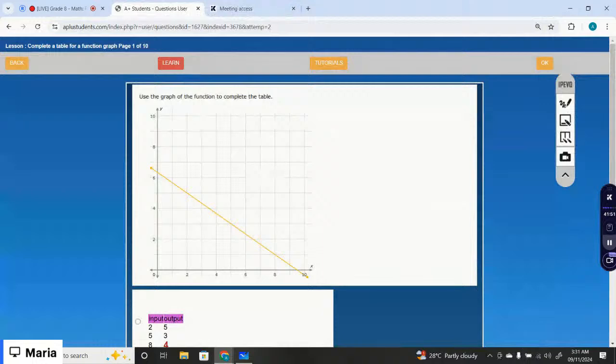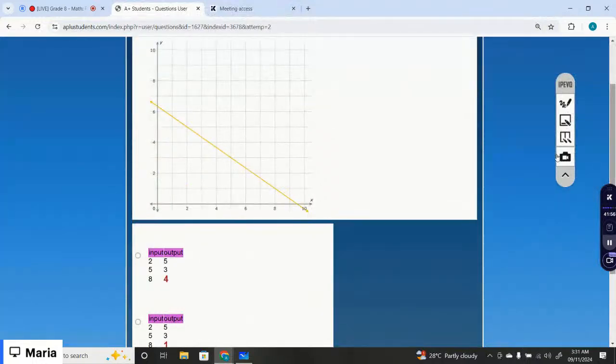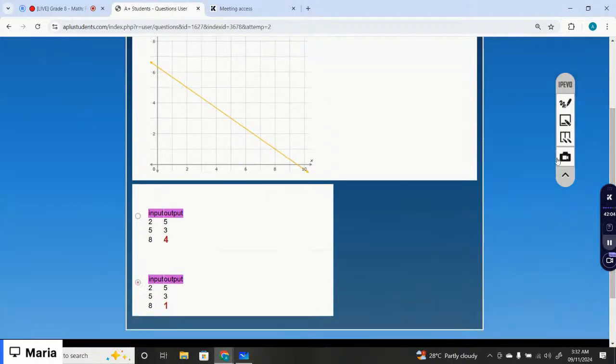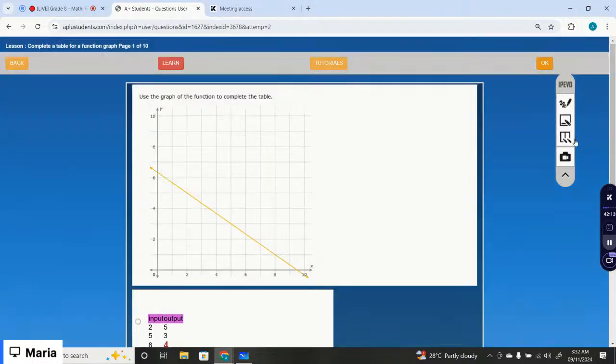Use the graph of the function to complete the table. So you need to see when x equals 8, right? So here is x equals 8, y equals 1. So the correct option is option number 2. Option number 2 is the correct option. Got it?